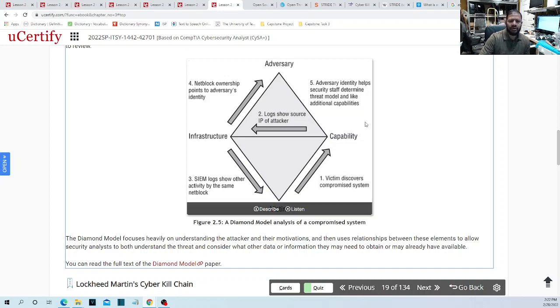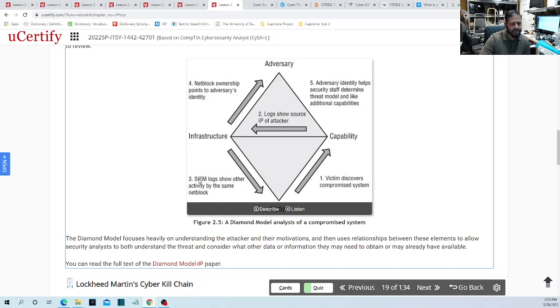Number two, right here, the logs show source IP of attacker. Now, where the attackers came from, their IP address can be traced. And once you know the IP address, then you know that, okay, so this is the source of this attack. From that machine, from that IP address, I got this particular email or whatever I have gotten, or this virus, whatever data that was sent to me from this IP address. Okay. Number three, the same logs show other activity by the same net block.